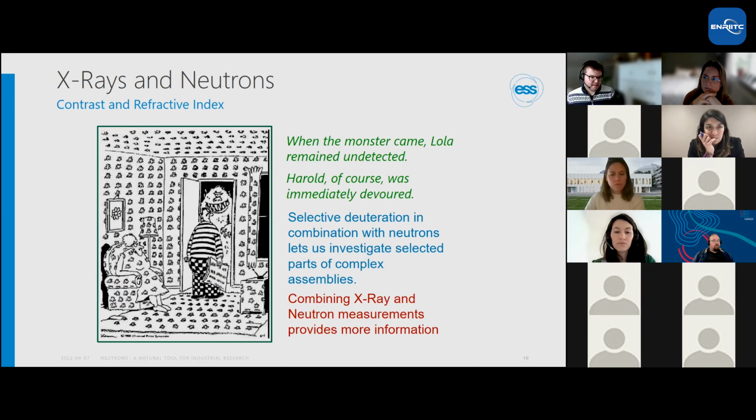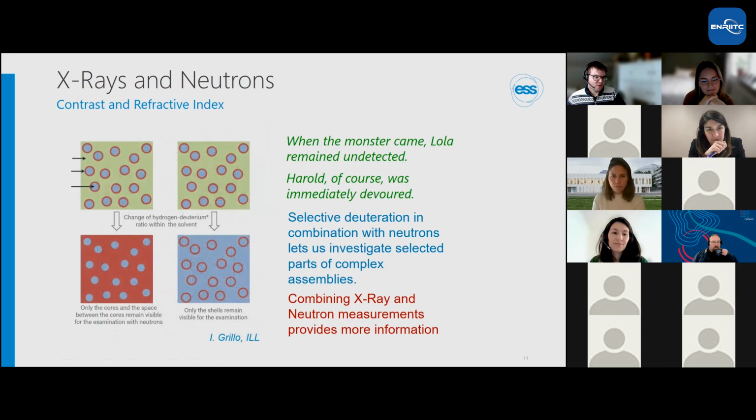And here's this type of experiment in a cartoon form. You can see there sits Lola in her chair with her neutron refractive index carefully blended in, so she matches with the surroundings. And Harold, on the other hand, is sticking out with his choice of clothing. So when now the neutron monster comes, it's going to find Harold in no time and eat him up. This is where we can make use of selective deuteration. So we can make selected parts blend in or stick out.